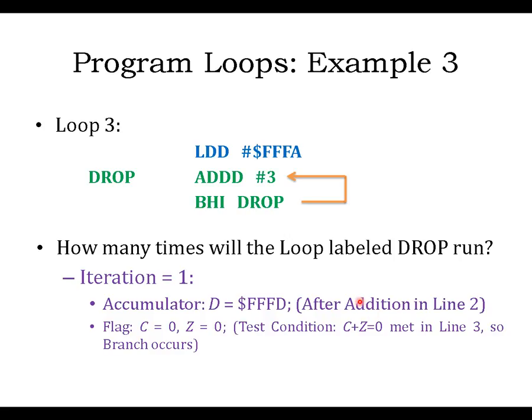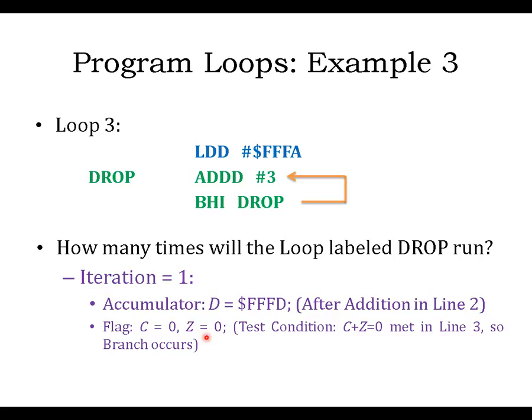Look at this. Line 1, D was FFFA, right? Line 2, you added 3. After you add 3, D becomes what? FFFD, right? And the branch is BHI. The condition is C plus Z equals 0. So that means we will only care about flag C and flag Z. Okay. Now nothing happened at this point.